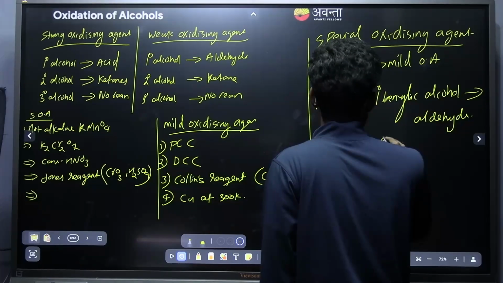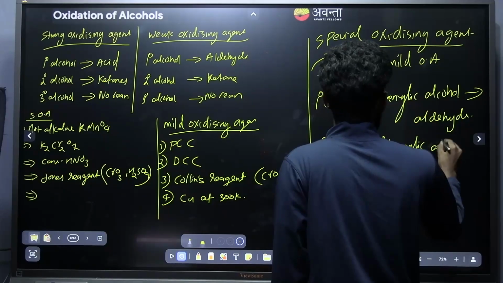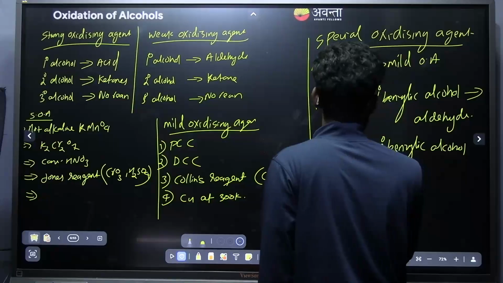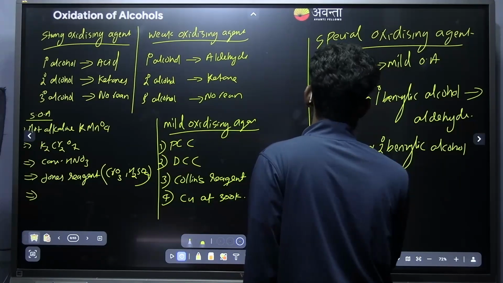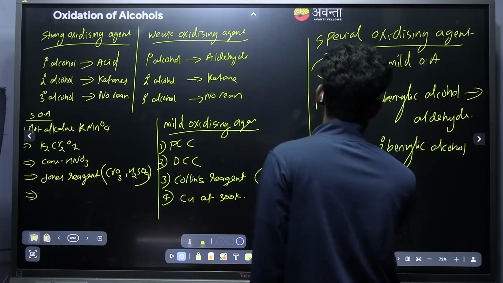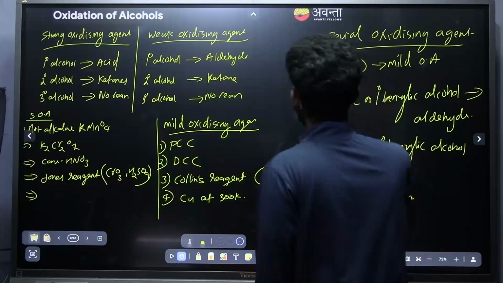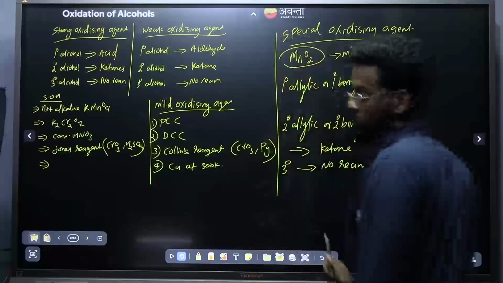Secondary allylic or secondary benzylic alcohol to ketone, and tertiary, no reaction. Tertiary, there is no reaction. This is one of the special oxidizing agents, that is MnO2. It is a mild oxidizing agent.